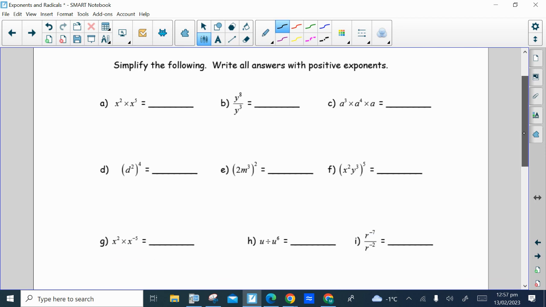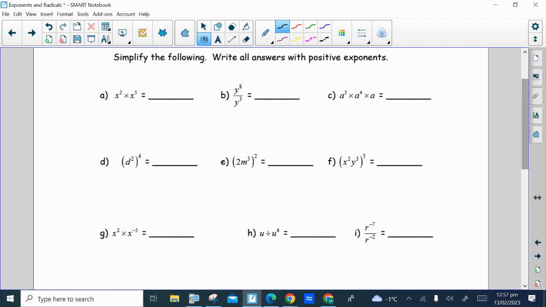All right, so some more examples where we simplify, write all answers with positive exponents. Kai, what do we do for the first one? What do we do to the exponents? And what happens to the base? Absolutely. Because you're multiplying powers with the same base, the law says you add the exponents and the base stays the same. So it's x to the power 7.